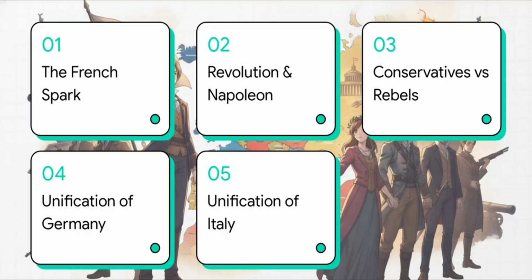Okay, let's dive into this and run through our visual syllabus. We're going to break this whole thing down into 5 clear acts. First, the French Spark. 2, Revolution and the Napoleonic Code. 3, Conservatism versus the Revolutionaries. 4, the unification of Germany. And finally, number 5, the unification of Italy. Honestly, just knowing this structure is half the battle for your exam recall.